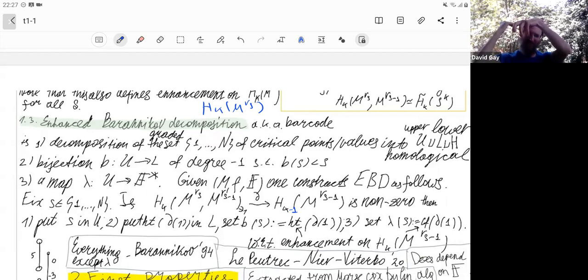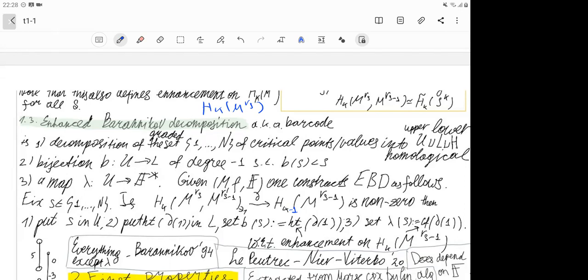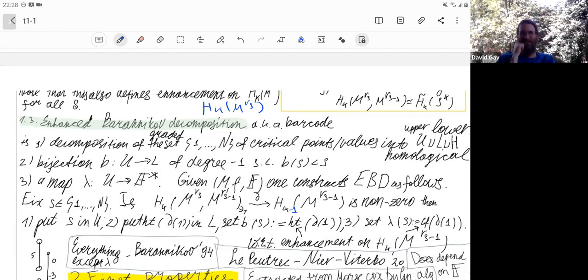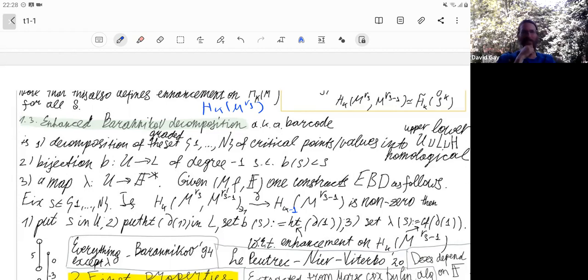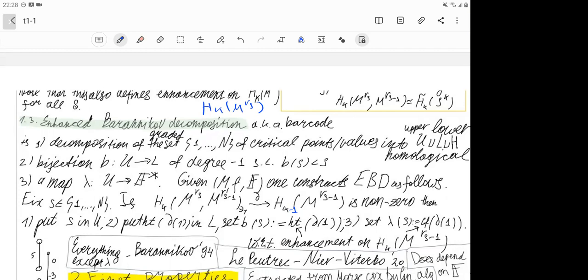So the cell is put into U if it has non-zero boundary, and then its image, which may be a complicated sum of lots of things, was an index K cell, so you put that index into L. Exactly. Then lambda is this map only on the upper ones, and it reads off the coefficient, which is how many times your fixed generator it was supposed to be.